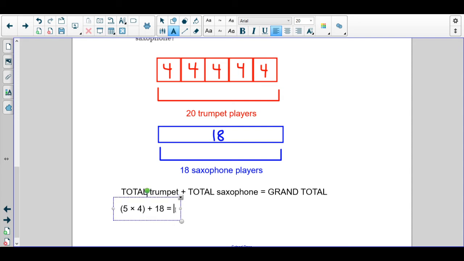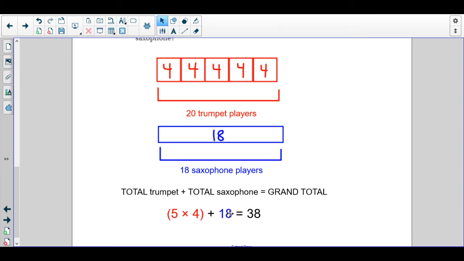So right here, this was our trumpet player. This right here was the saxophone. And so now that would be the equation that goes with it. Just like that. So we would have the red right up here and the blue for the saxophone players right there.